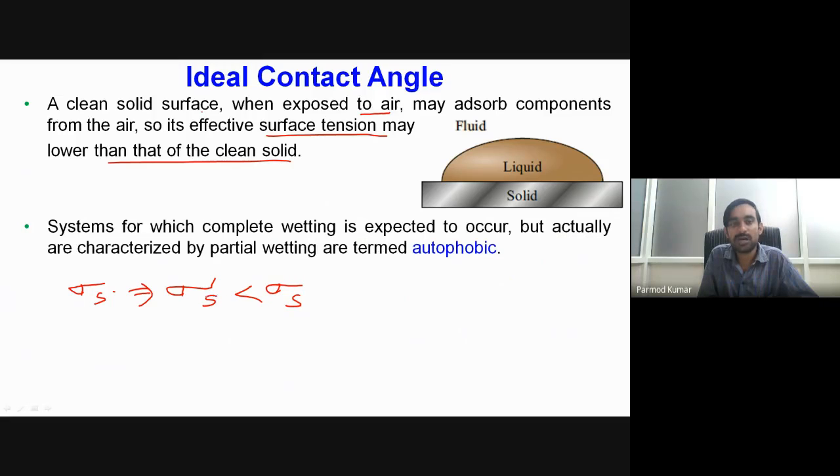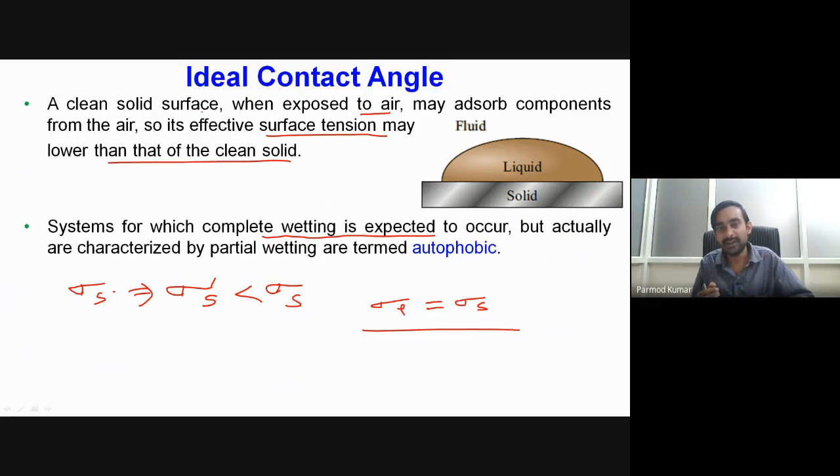Why? Because an ideal clean surface is a very idealized concept, and in reality, when the solid surface interacts with the surrounding liquid or air, there will be some molecular activity close to the surface, which will reduce the surface tension of the solid. So, if we consider a system for which complete wetting is theoretically expected, we were considering that if sigma L is equal to sigma S, we will have complete wetting of the surface.